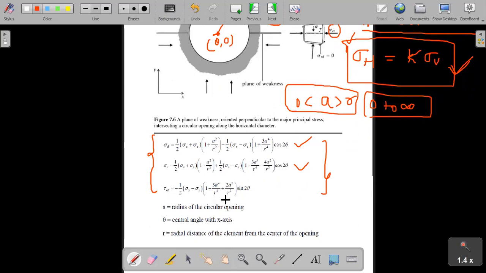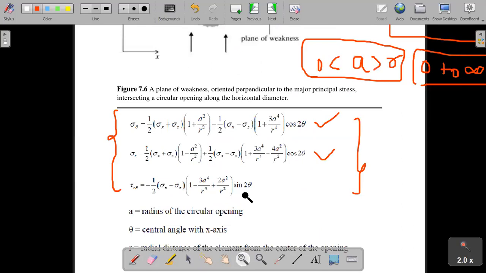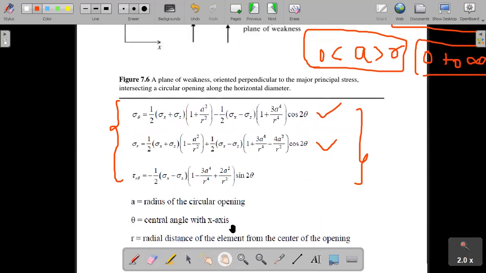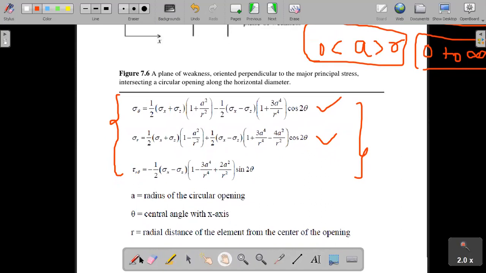सर थोड़ा जूम इन करिए. ठीक है, अब दिख रहा है? हाँ ठीक. ओके. And sigma theta क्या है? टेंजेंशियल स्ट्रेस. सिग्मा आर रेडियल स्ट्रेस. टाउ आर थीटा shear stress.